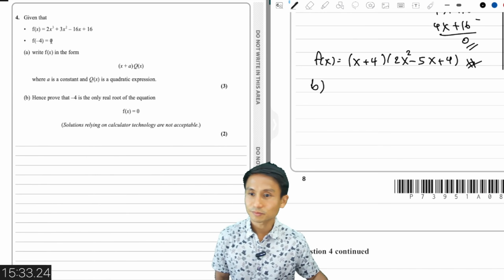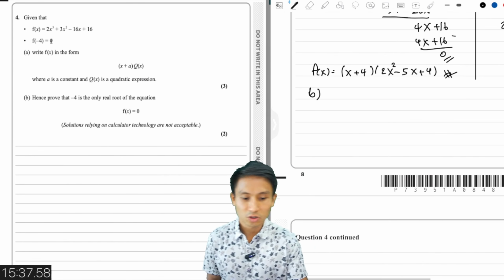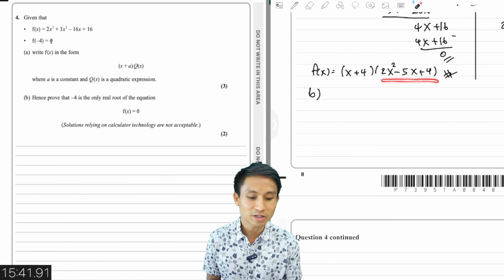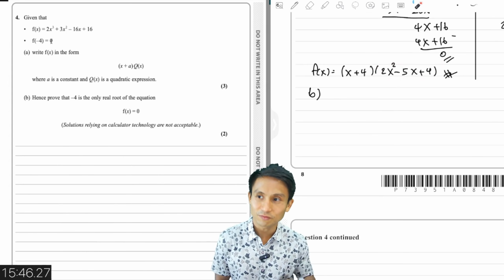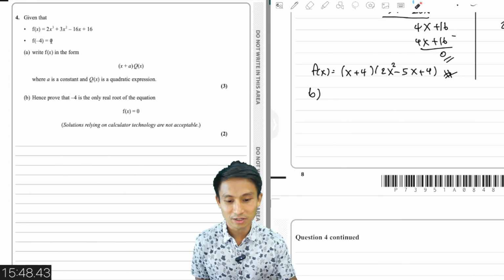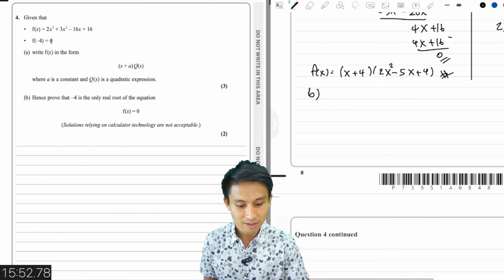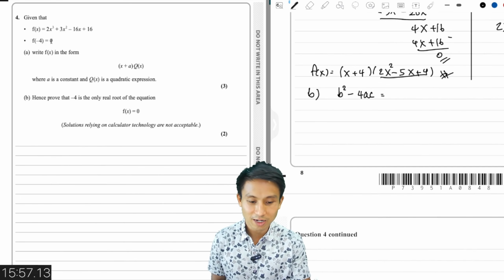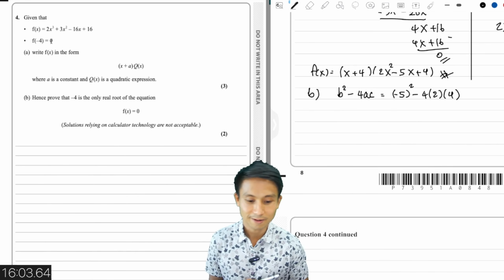Part B. Hence prove that minus 4 is the only real root, right? So it is basically asking you to show that this quadratic factor doesn't give you any solutions to the function of x. We prove that by just doing the discriminant, of course, of this quadratic factor. So it's going to be b squared minus 4 times a times c.